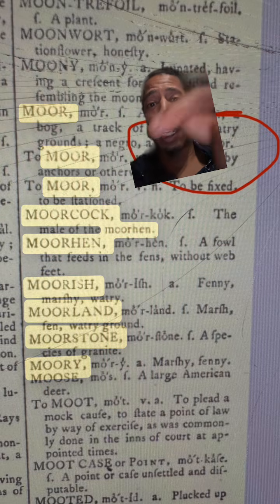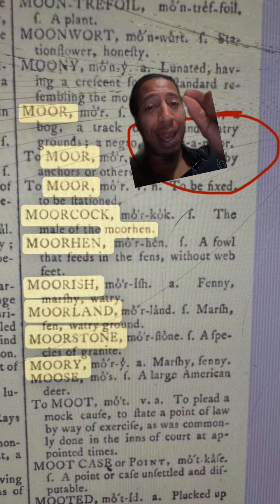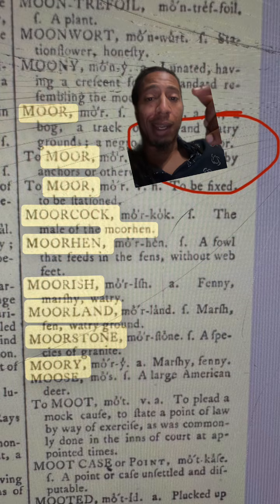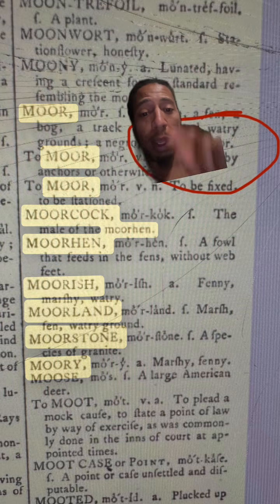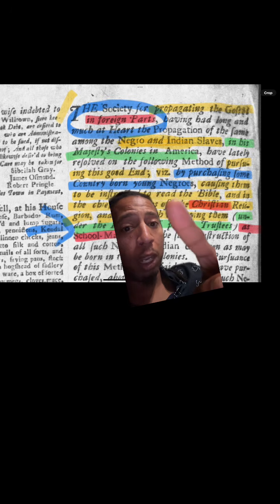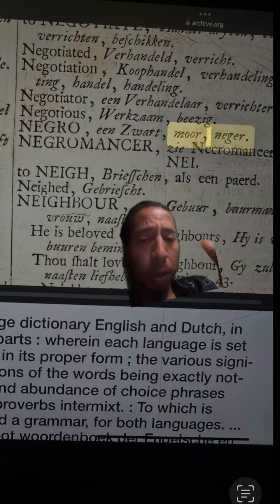So if it says a Negro is a Moor, and a Moor was chiefly applied to those in Europe and not Africa, then that means these are the ones that they're talking about when they say they're going to put the Negro and Indian slaves together, and that they're purchasing some country-born Negro and not an Indian. They're purchasing a European melanated person for the purposes of spreading the Bible.